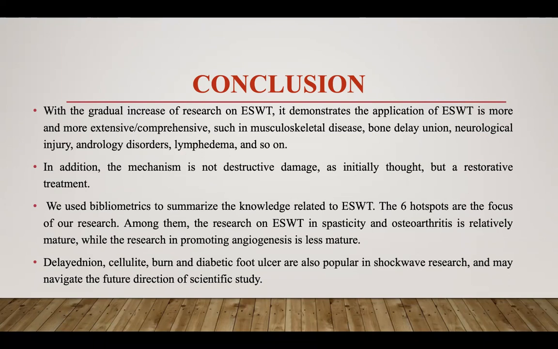We use bibliometrics. Bibliometrics is basically the publishing of books or articles which include many topics. That one is extracorporeal shockwave therapy. To summarize the knowledge related to extracorporeal shockwaves, there are six hotspots that are the focus of our research. Among them, the research on extracorporeal shockwave therapy in spasticity and osteoarthritis is relatively mature, while the research in promoting angiogenesis is less mature.